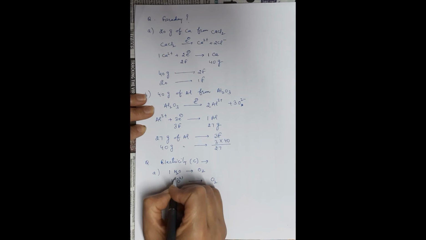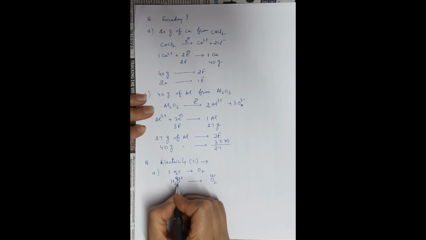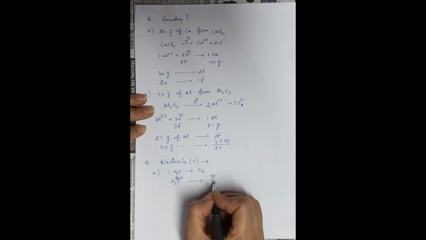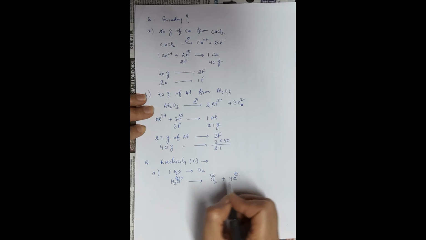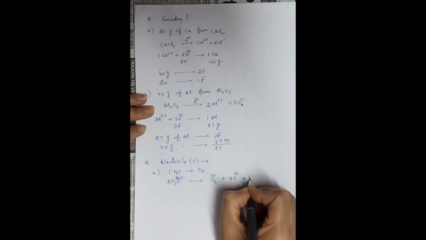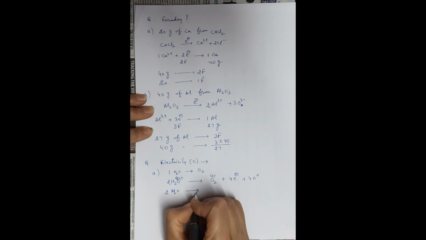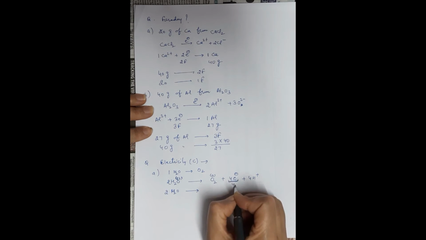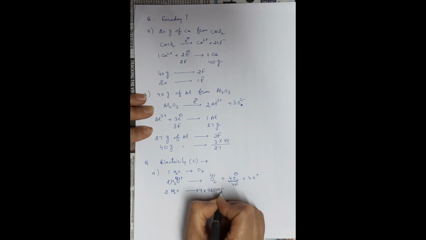Here the oxidation number is -2 and here it is 0. 2 electrons change when 1 oxygen changes from water to O2. But there are 2 oxygens, so 4 electrons will be produced here. If you balance it, you will get 2 here and 4 H plus. When 2 moles of water are used, the quantity of electricity is 4 Faraday, that is 4 into 96500 coulomb.